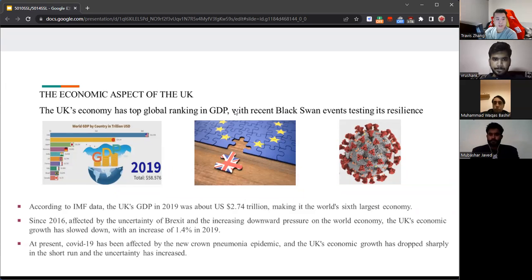So the UK's economy is ranked 6th in GDP globally, and as you can see, according to the IMF data, the UK's GDP in 2019 was about 2.74 trillion US dollars, making it the world's sixth largest economy. Since 2016, affected by the uncertainty of Brexit and increasing downward pressure on the world economy, the UK's economic growth has slowed down, with an increase of 1.4% in 2019. And COVID-19 has affected the UK's economy, and growth has dropped sharply in the short run and uncertainty has increased.